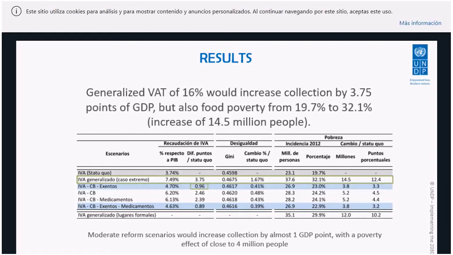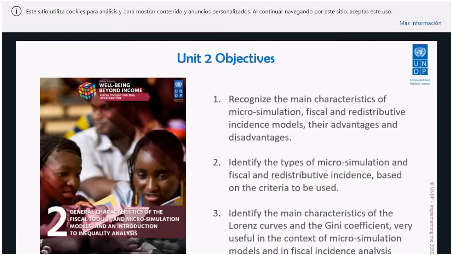Let me just go very quickly then to the objectives of this unit 2 of the fiscal toolkit course. And we have three objectives. One is that you can recognize the main characteristics of microsimulation models, and to identify also the different kinds of microsimulation models, and also to understand the basic intuition behind the Gini coefficient and the Lorenz function.